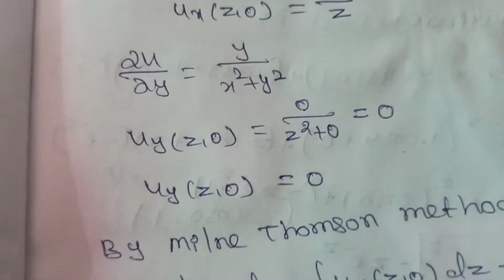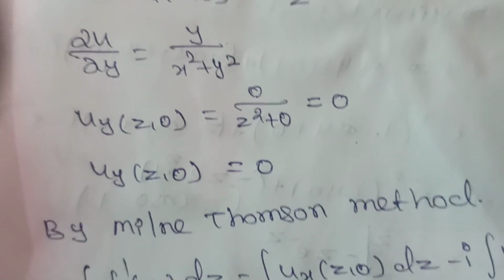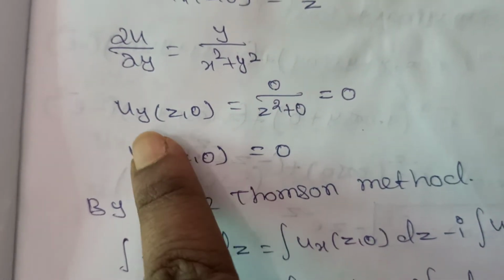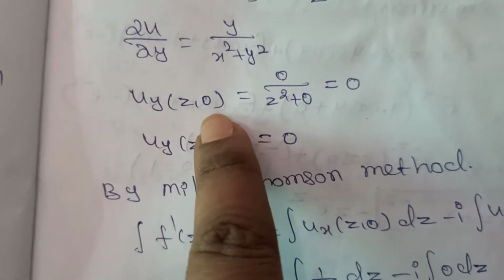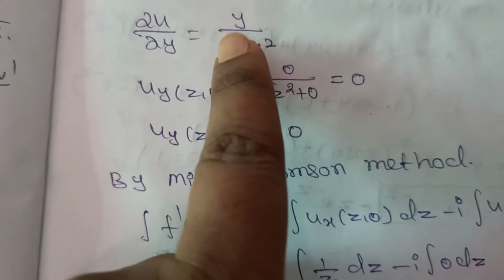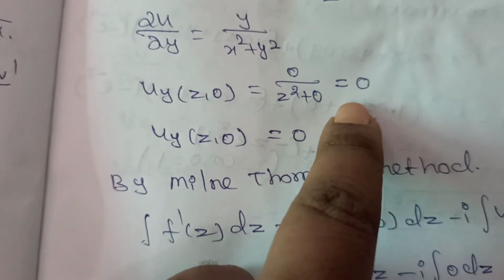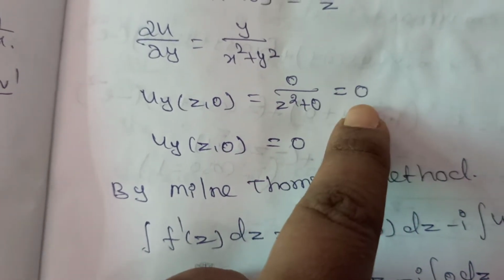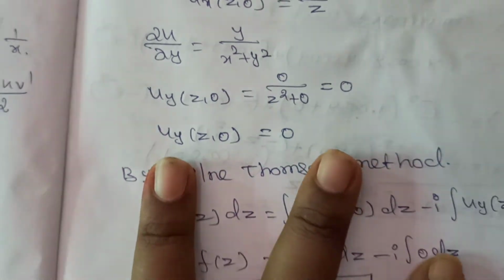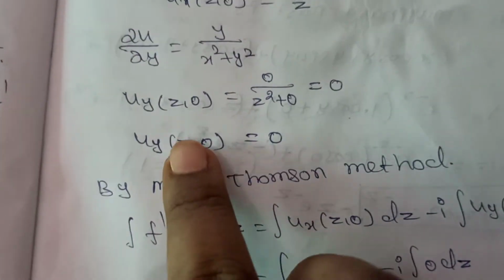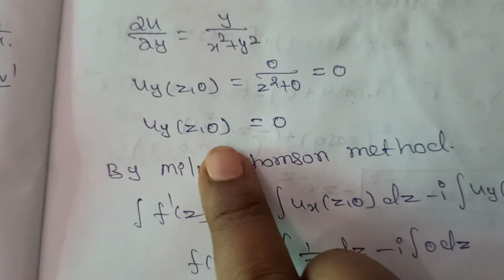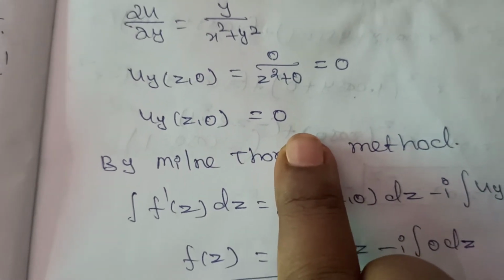Okay, and next substitute at the point (z, 0). ∂u/∂y, which can be written as u_y(z, 0), is equal to y value 0 divided by x value z square plus 0, which is equal to 0 divided by anything, which is equal to 0. Therefore u_y(z, 0) is equal to 0.